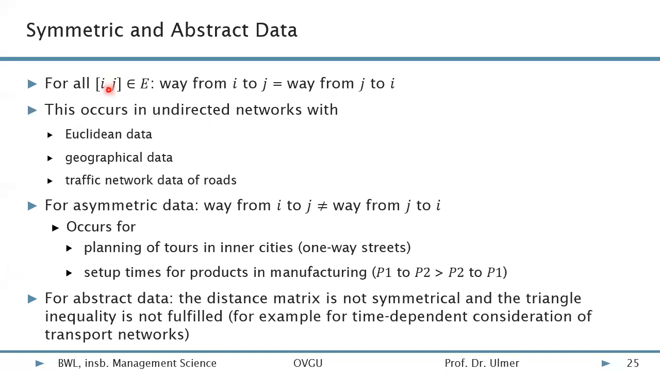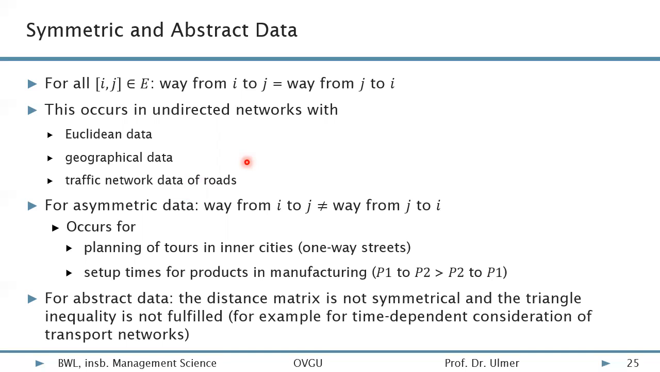If we have an edge between I and j, we have a way from I to j and a way from j to I. So we have an undirected connection if we have Euclidean data, geographical data and network data on roads. I am pretty sure there is no road where you can only go one direction but never go back, because otherwise you get stuck there. Usually you can go both ways, and the way is often the same. With asymmetric data, this is not the case.